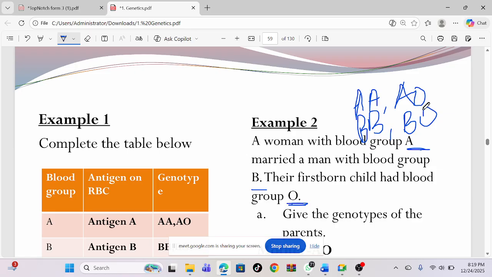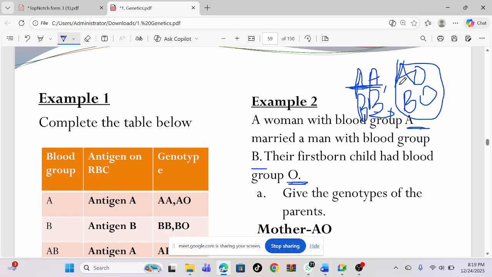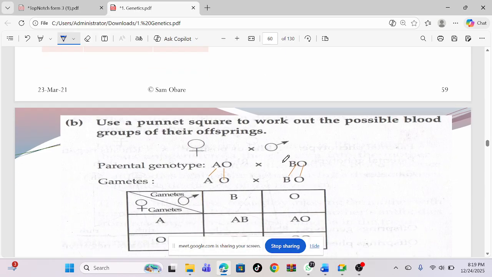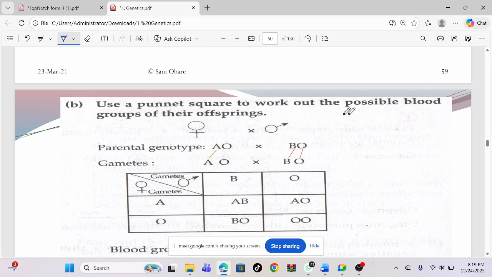So meaning that kama firstborn akona blood group O, kama ni pure AA and pure BB, there's no way watapata blood group O. There's no way firstborn yao itakuwa nini? Atakuwa O. So meaning that their genotype of the parent itakuwa AO and BO, and that's how you determine. So the mother ni AO, the father is BO. Just tunatumia tu akili yako. Use the Punnett square to work off.